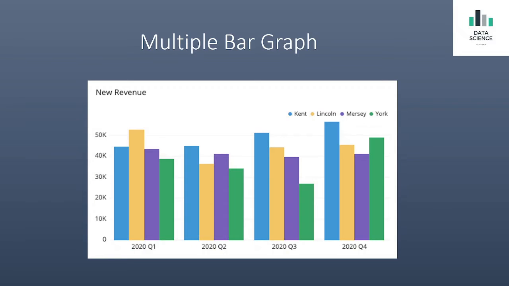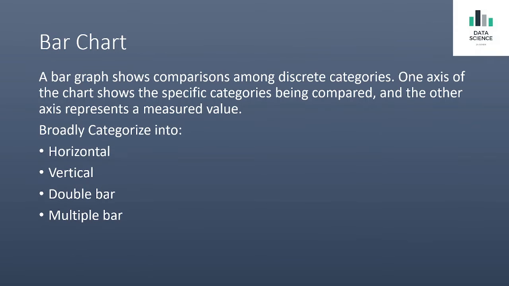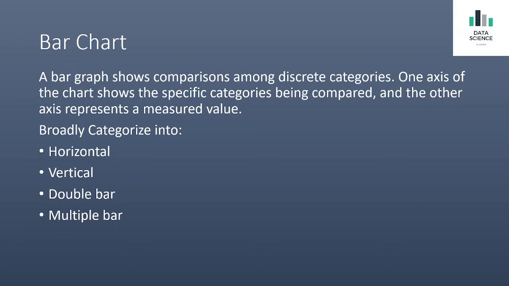That is all in the bar graph, I guess. So it was a comparison chart. It has horizontal, vertical, double bar graph, and multiple bar graph, and these are the most important points to remember in the bar graph. That is all.